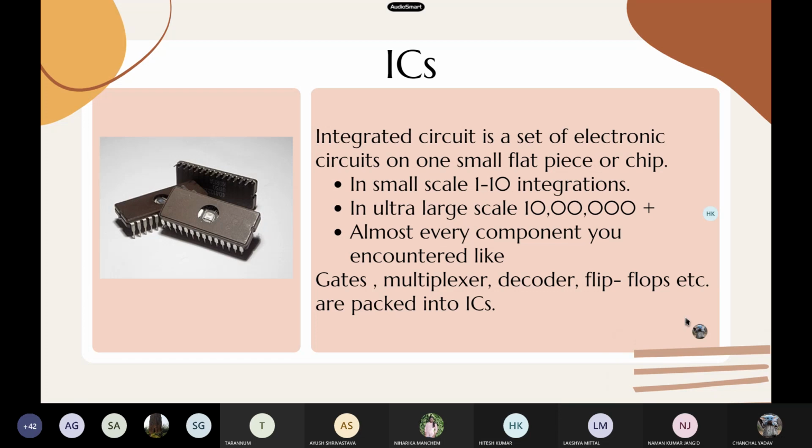Now you can see in this image there is a notch present on this IC, and I think there is a dot also present, but because of the picture quality we cannot see that dot. So why are these notch and dot present on these ICs? Because a very large number of circuits are implemented on a single chip, there is a large number of pins to control the inputs and outputs of the IC.